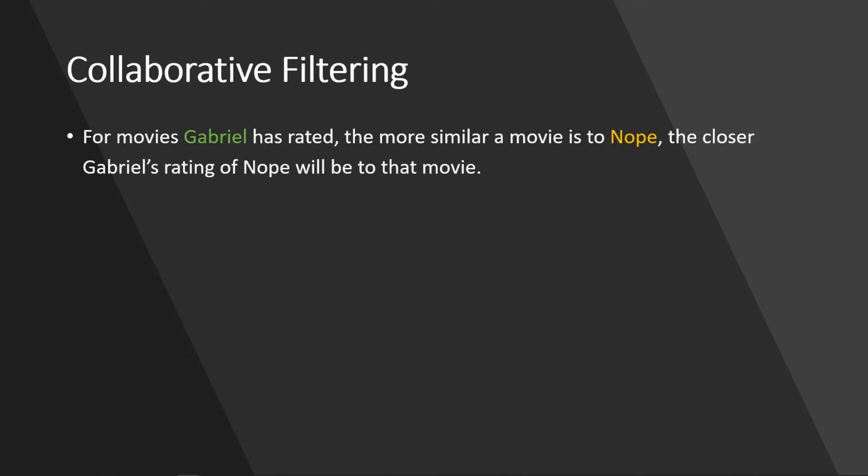So for the movies that Gabrielle has rated, the more similar a movie is to Nope, the closer our predicted rating for Gabrielle of Nope should be to that movie, correct? So that makes a lot of sense. And on the contrary, if a movie is very dissimilar to Nope, then her rating for that movie should not give us a lot of information about how she's going to rate Nope. So more specifically, the idea goes like this.